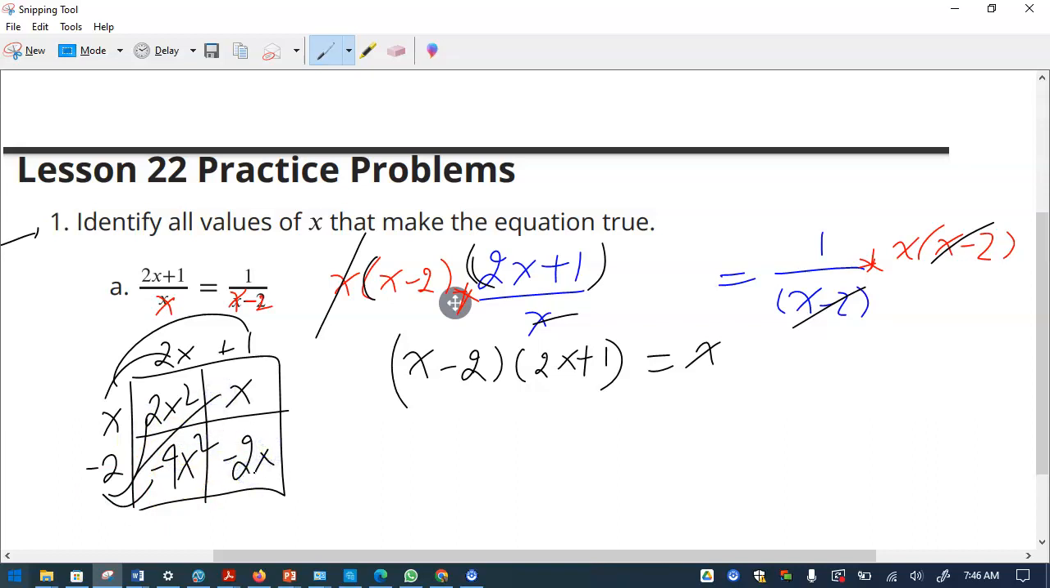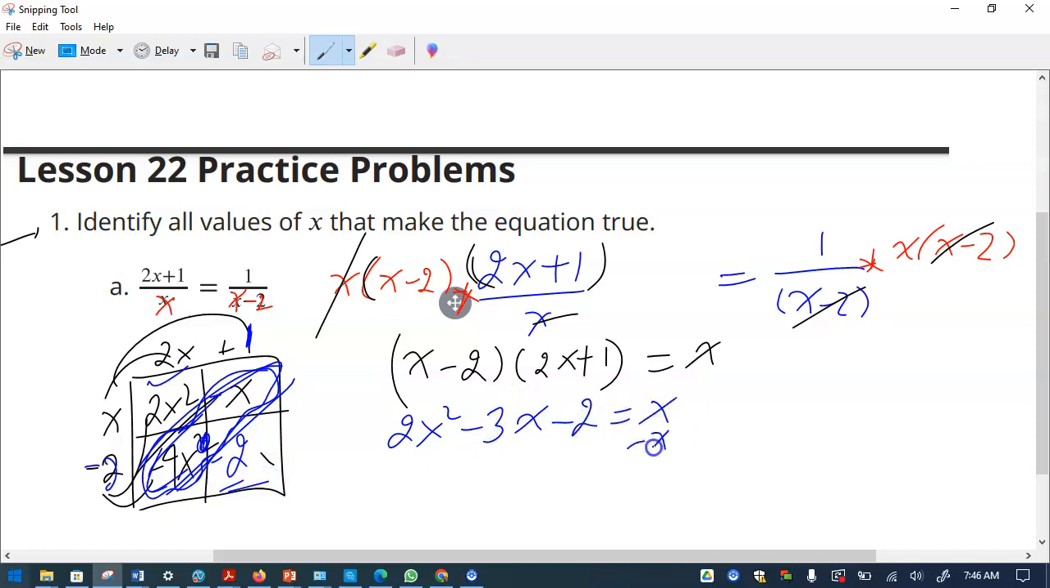Multiplying 1 by minus 2 will give you minus 2, and this you can combine. So this left side becomes 2x squared, and the diagonal terms sum: minus 4x and plus x will give you minus 3x. And this is minus 2.